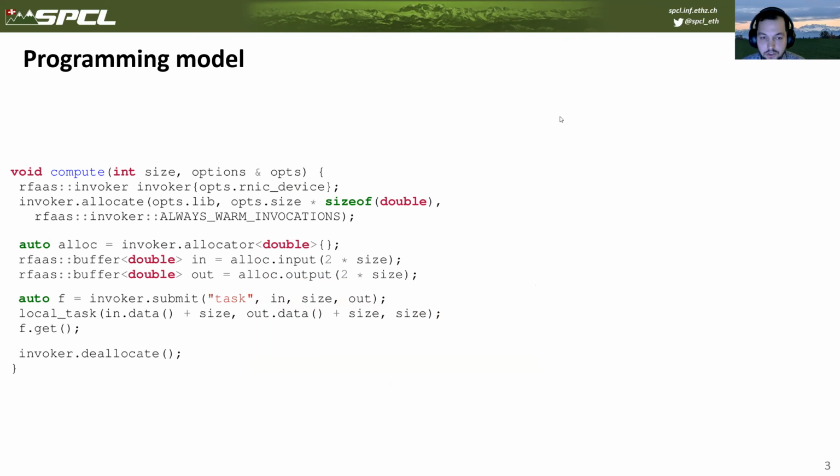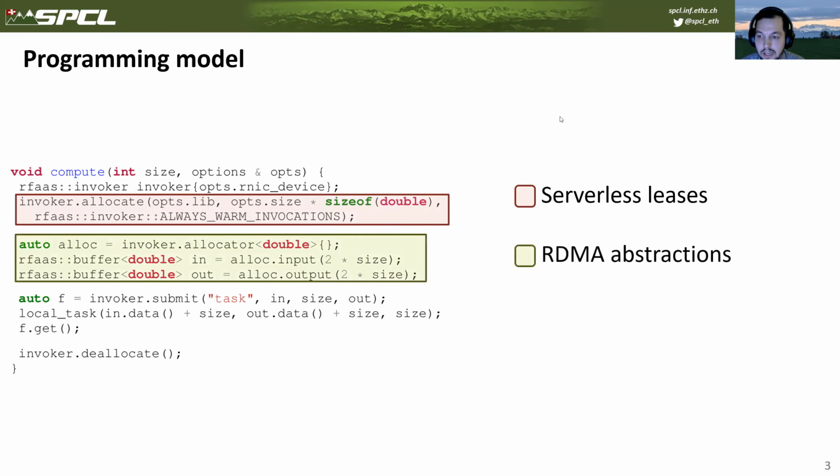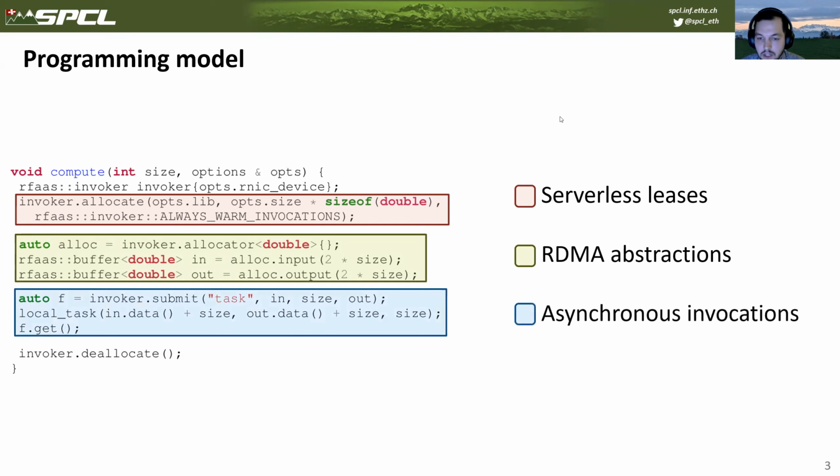to a serverless function. First, we introduce the concept of serverless leases, which slightly expands on the definition of a serverless function, still working with ephemeral resources, but providing a little bit more information for us to integrate RDMA connections. We provide a set of RDMA abstractions to make writing functions easier and not get entangled in low-level network programming. And finally, we provide standard synchronous and asynchronous ways of invoking functions.